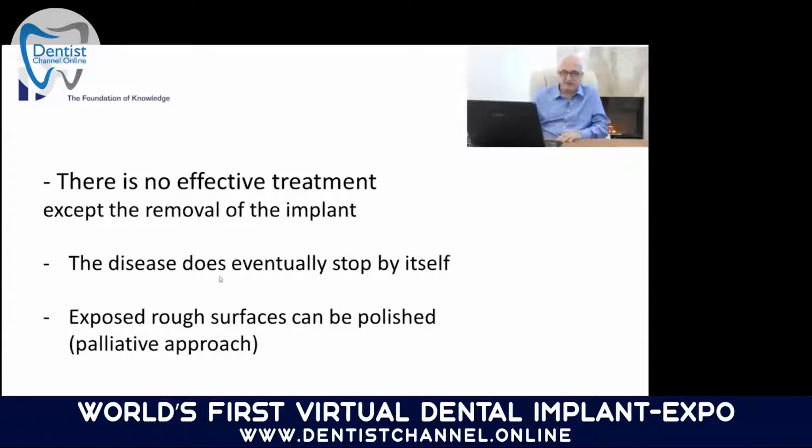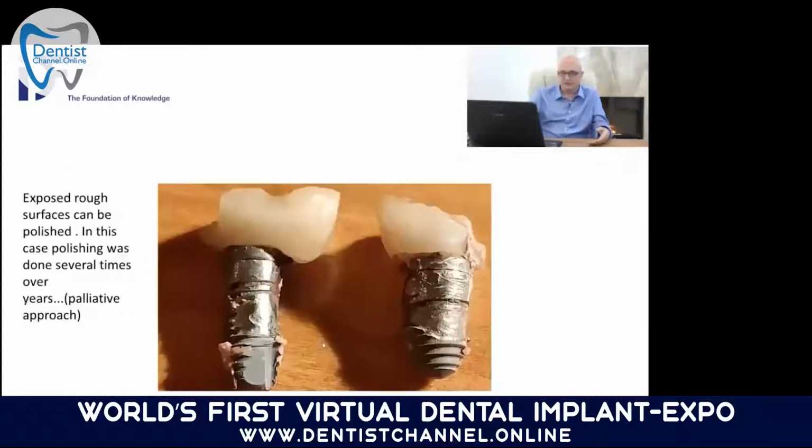So either periimplantitis stops by itself, and actually it stops where the basal bone starts. I mean, there we have the alveolar bone, crestal bone, and the basal bone. And the basal bone is very, very stable, and the periimplantitis cannot so easily progress into the basal bone, so then it can stop. Or there's a palliative approach, and these implant surfaces are polished.